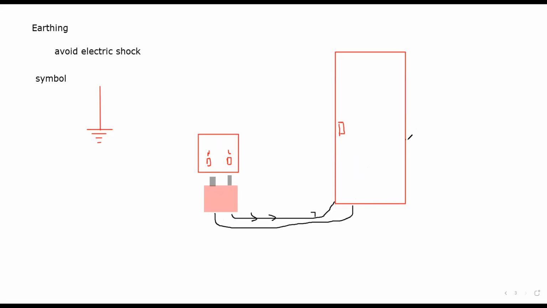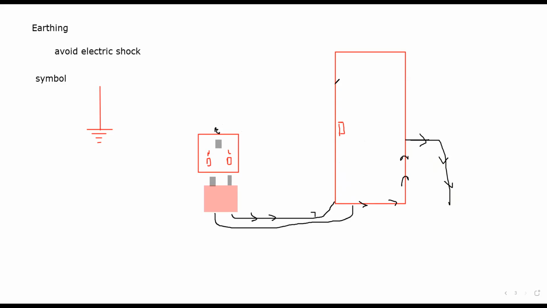Now, if a person touches it, what will happen? The person will get an electric shock. Why? Because now he is part of the circuit, so the current can flow. If the live wire is touching the metal body, the charges can flow through that metal body and then pass through the least resistive path, which is the human body as well. So to avoid this electric shock, we can connect an earthing.